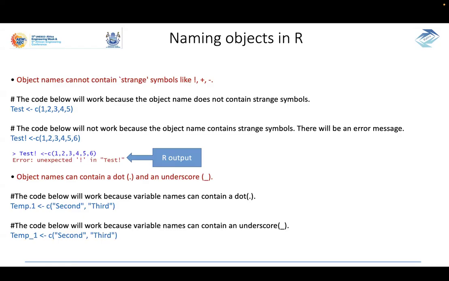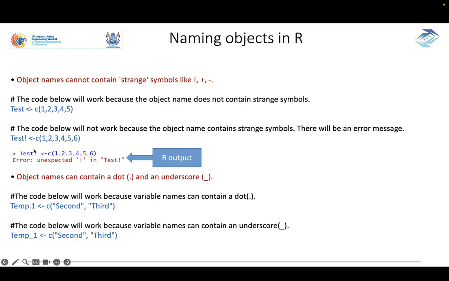An object name cannot contain any symbol like an exclamation mark, a plus, or a minus. If you have those in any of the naming, you're going to get an error. For example, if I put test here, this will work. But if I put test with an exclamation mark, it will not work. It will say that there's an error here.